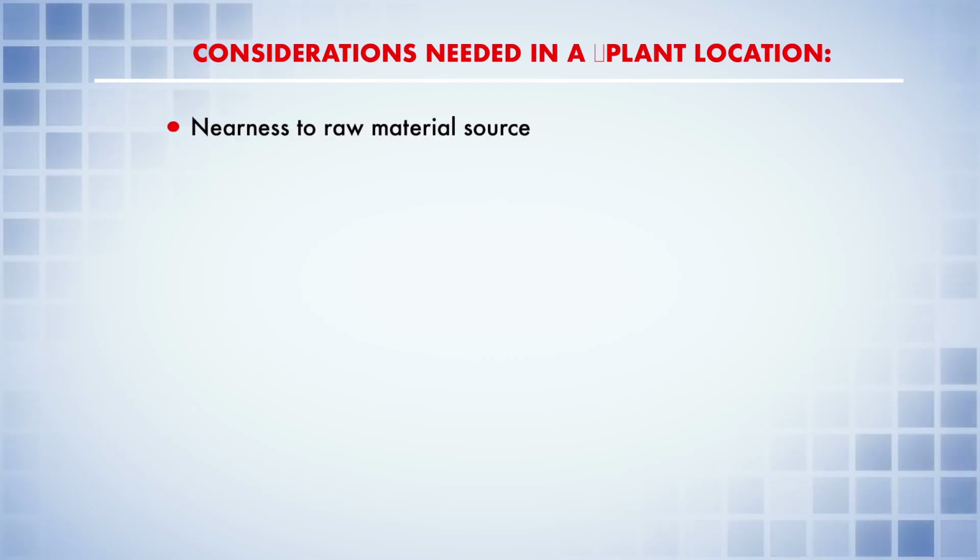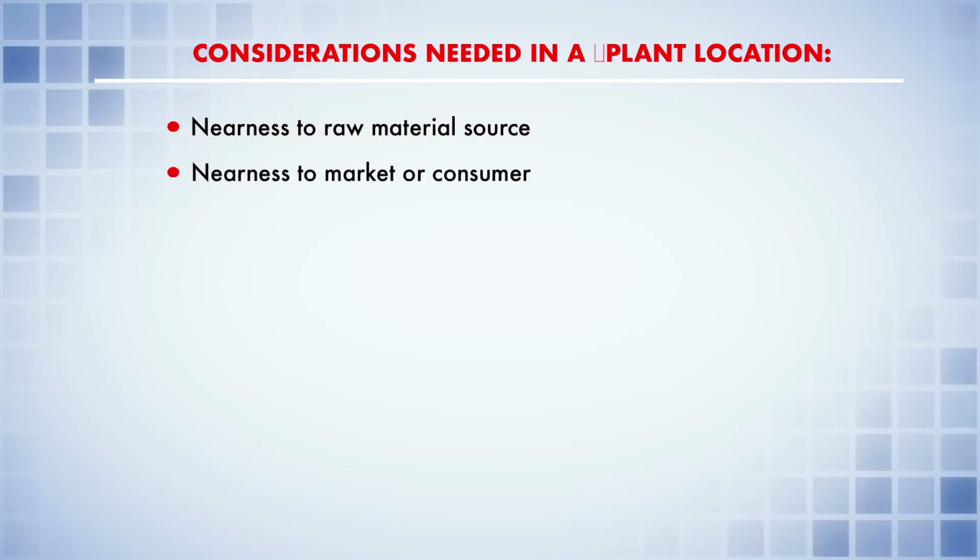First one is nearness to the material sources or the raw material resources, then nearness to the market or the consumer. Remember, the electronic goods manufacturer always tries to keep its location near to the market or near to the consumer. Similarly, banks, hospitals and hotels will also try to remain near to the consumer.